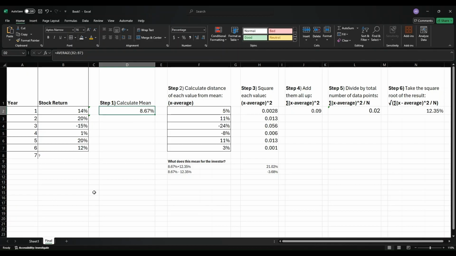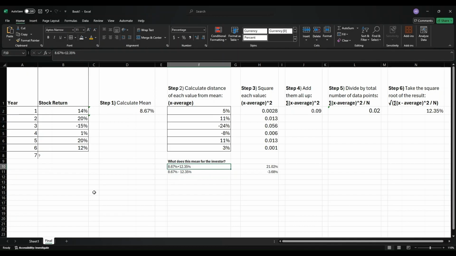But does that necessarily mean that we will get 8.67%? Like we saw in our previous example, no, that is not the case. And that is why we have the standard deviation. The standard deviation in this case is 12.35%, which means that it is possible that the next year the stock will give us a return of 21.02% or negative 3.68%.